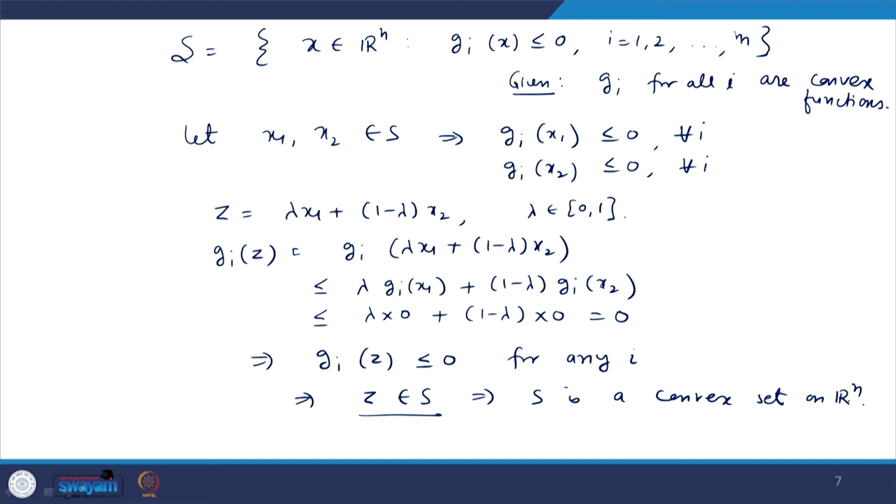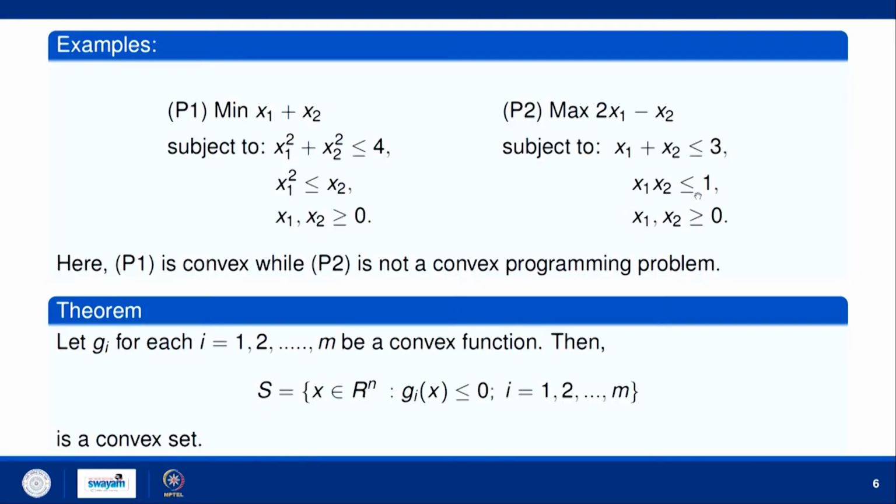So, what have we seen? If we take a convex programming problem, then the feasible region of a convex programming problem is always a convex set. That is the important property. In the earlier example, if you draw the graph, it will not be a convex set. The region is not a convex set. That is why it is not coming out to be a convex programming problem.